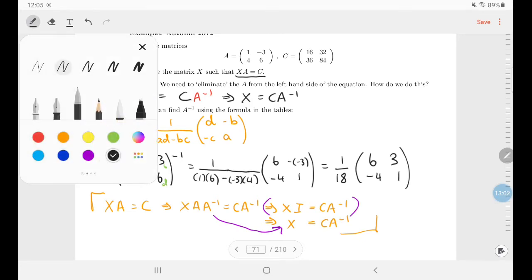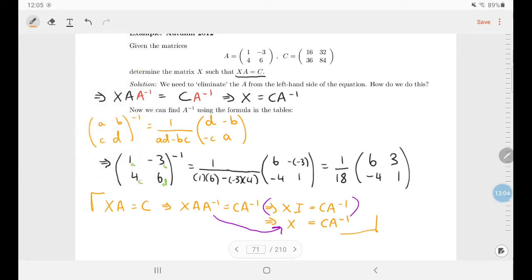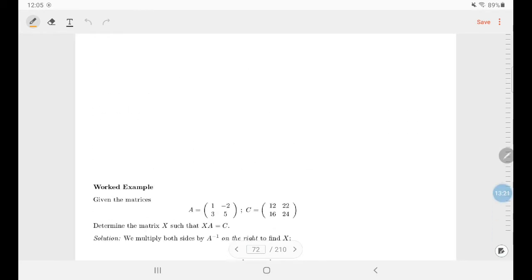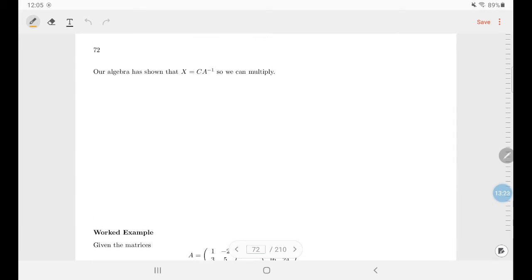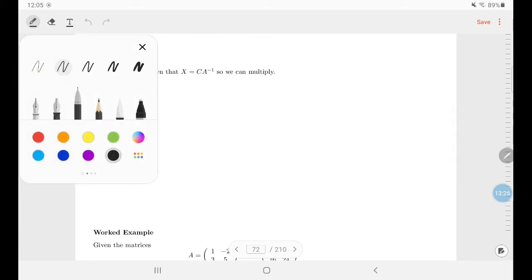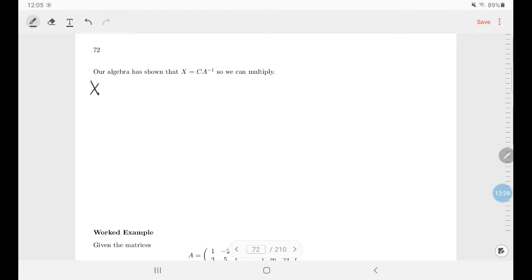I'm looking for X, which is, remember you can pause this, C by A inverse. This is A inverse, and I need to multiply it by C on the left. Now I'm going to just pause to write down these. So I've just written them down now. Our algebra has shown that X is CA inverse. So X is equal to C.